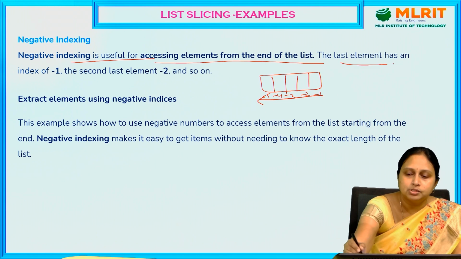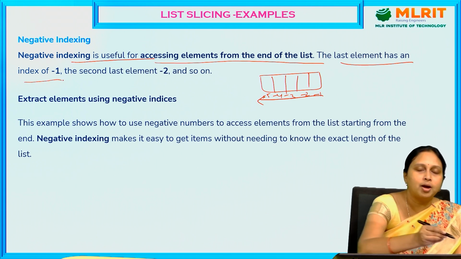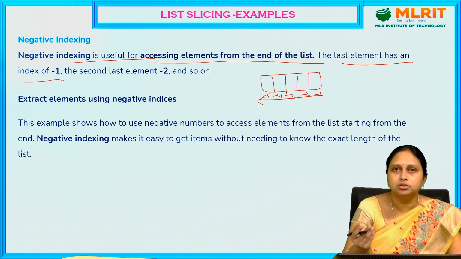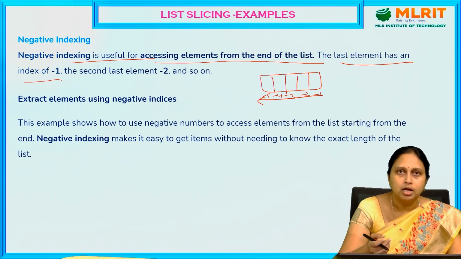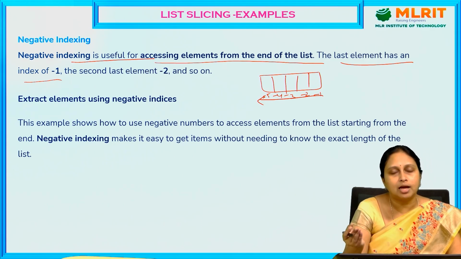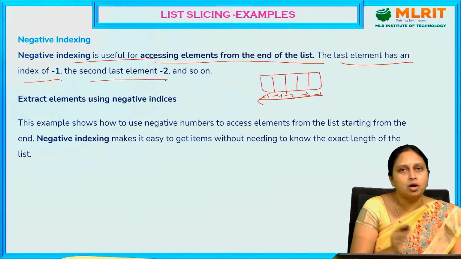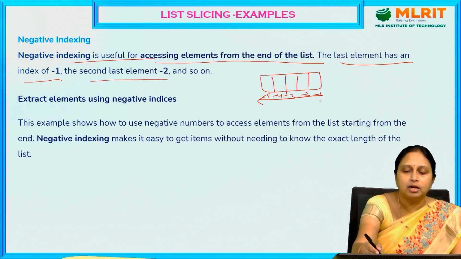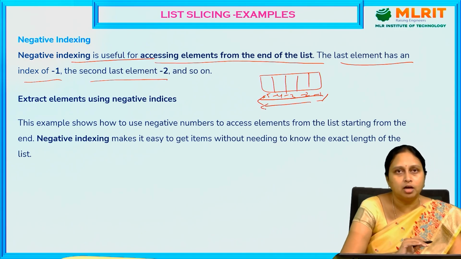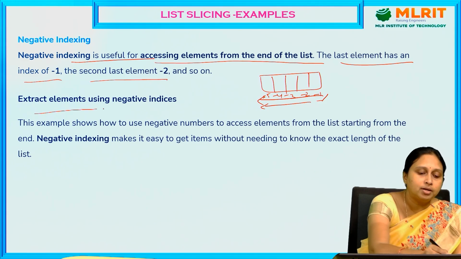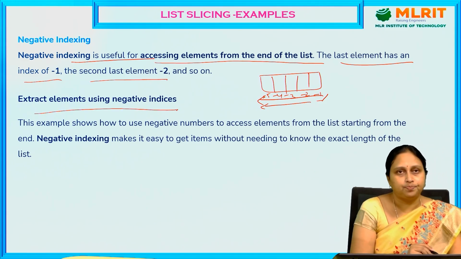The last element has an index of -1. As we know, the starting index starts from 0 and the last index is represented as -1. And the second last element will be -2 and so on. So that way we can represent from -1 up to however many elements we have. Now, how to extract all these elements using negative indices, right?